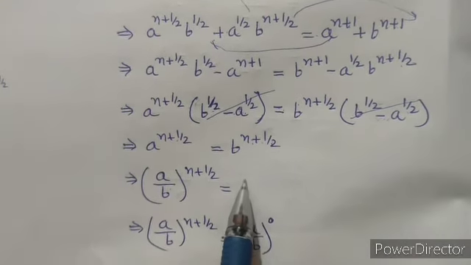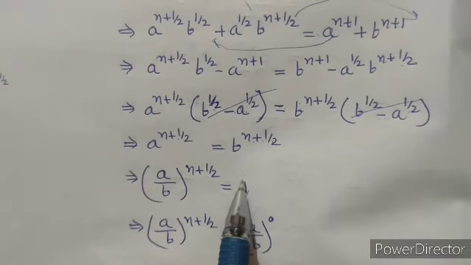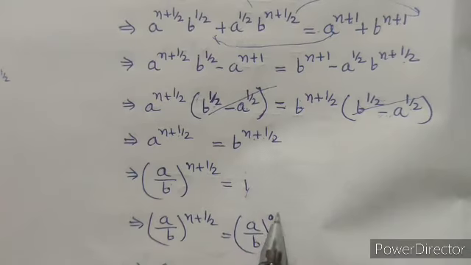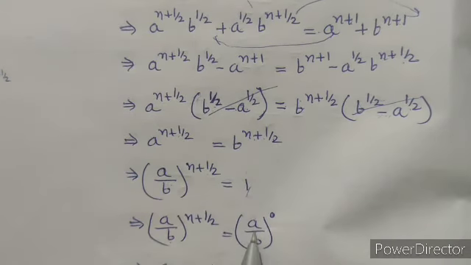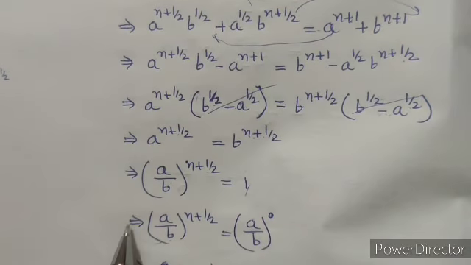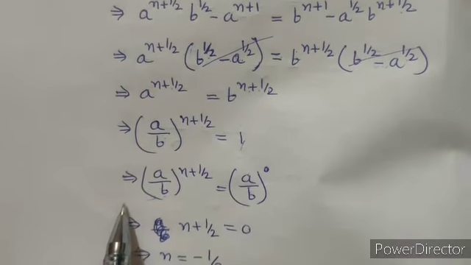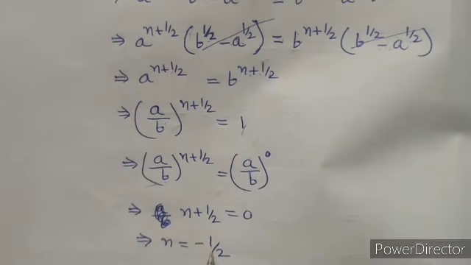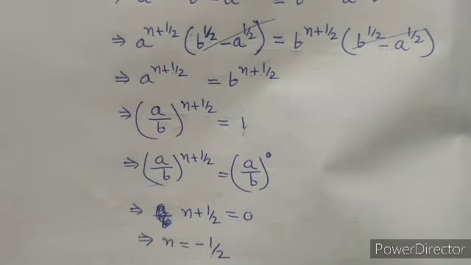As we know that (a/b)^0 will be equal to 1, so the 1 can be written as (a/b)^0. As the bases of both the sides are equal, the powers will be the same. That means n + 1/2 will be equal to 0, and this will give us the value of n as −1/2.